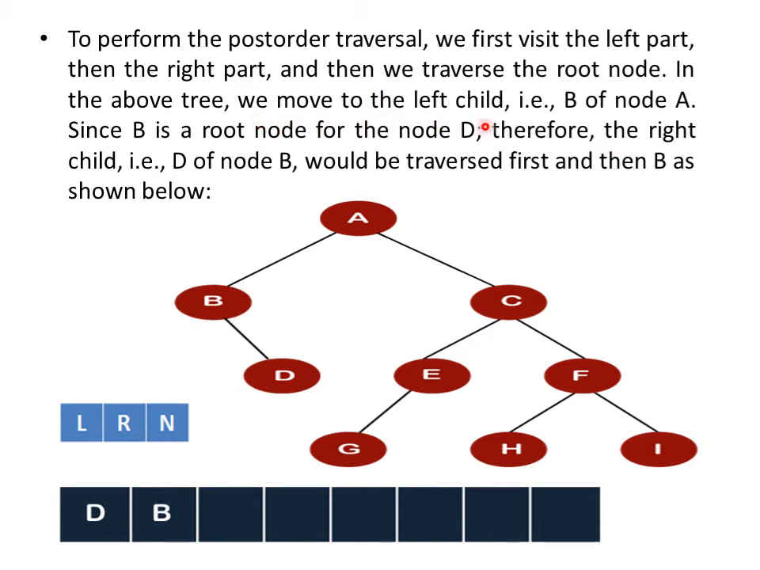We move to the left child, that is B of node A. Since B is the root node of D, the right child D of node B is traversed first and then B, as shown below. Now B and D are printed. Next after this, can you guess what will be the next item printed? According to this formula, N, L, R, L is over, then R, that is the right subtree.